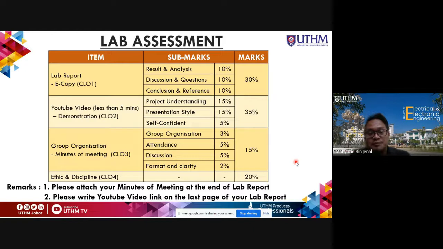And then please make sure you follow all the instructions given, especially for the report. So please make everything in one report. I mean, for example, here, minutes of meeting, again, put it at the end of your lab report.